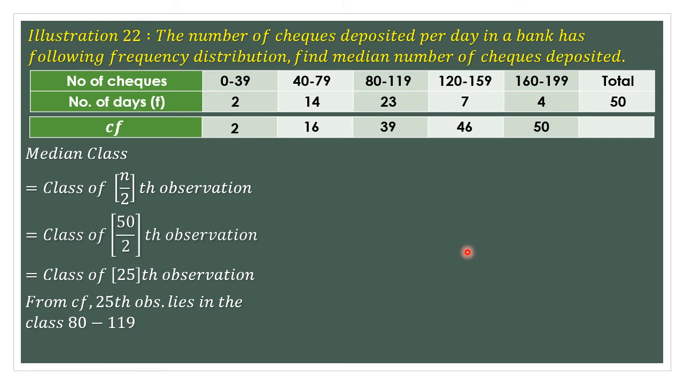Now we need to calculate using a formula, and for that formula we need 4 measures. The first measure is L, that is the lower limit. The second is F, that is the frequency of the median class.